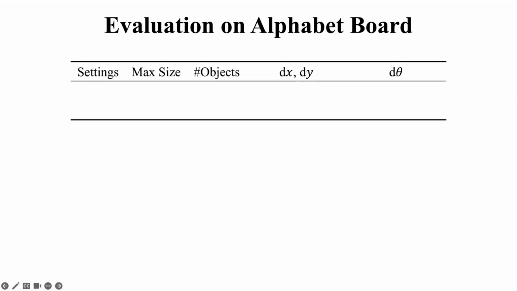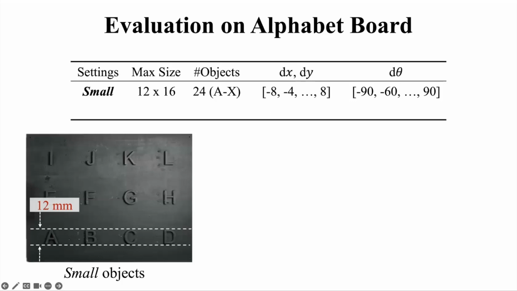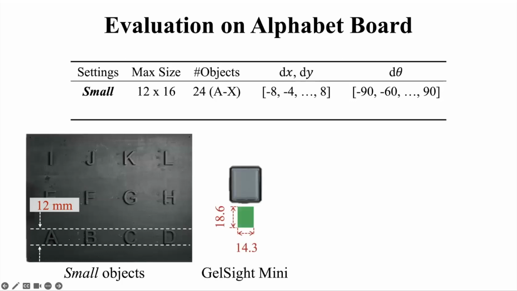Next, we show the quantitative results of our method evaluated on two alphabet boards. We evaluated the classification performance among several different categories, as well as localization performance, using two different alphabet boards. The first one, which we call small setting, contains 24 characters that fit in a single touch, meaning the size of an object is smaller than the sensor size.